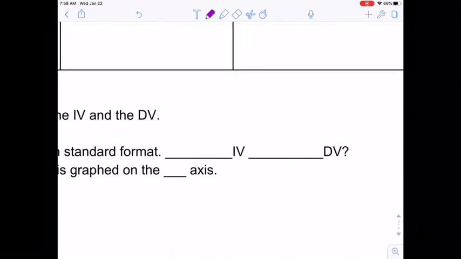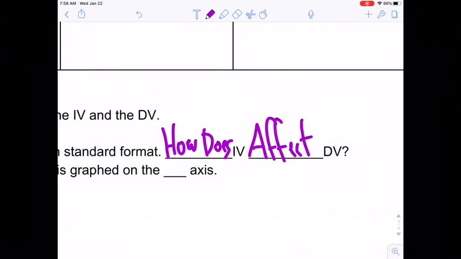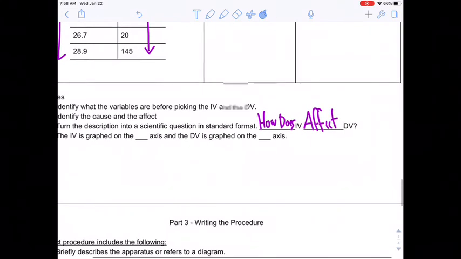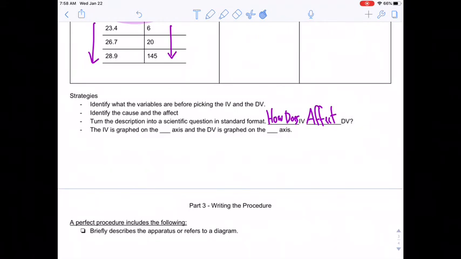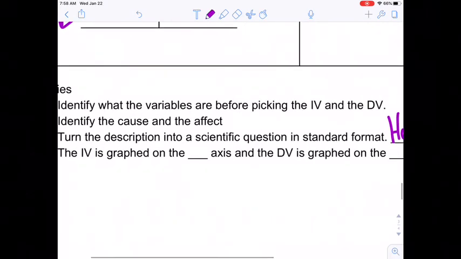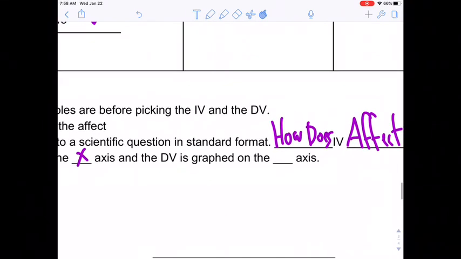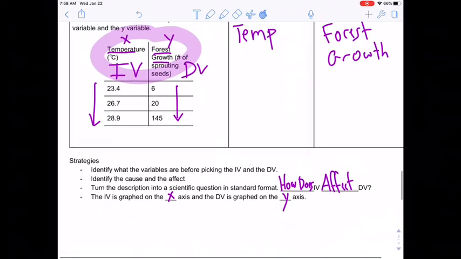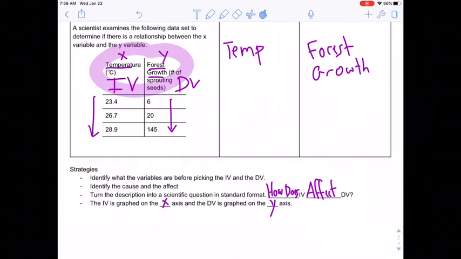So how does the IV affect the DV? How does my IV affect my DV? Independent variable, dependent variable. The independent variable is graphed on the x-axis, and the dependent variable is graphed on the y-axis. That's another strategy that you can use for thinking about identifying independent and dependent variables.